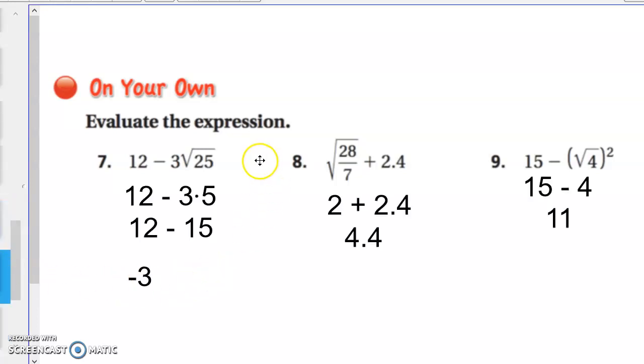All right, checking to see how you did on it. So the square root of 25 should be 5. 3 times 5 is 15. So then 12 minus 15 should give you an answer of negative 3.